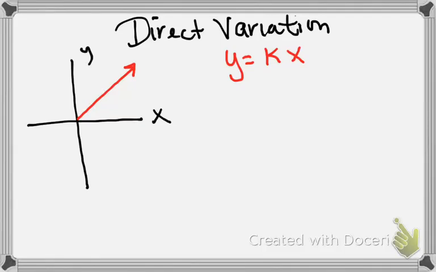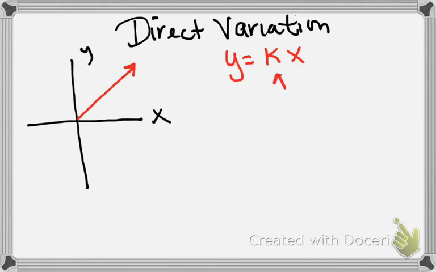Okay, going to talk about direct variation. All right, so what is a direct variation? It is when you have a constant proportionality. Direct variation is a proportionality. All right, and so look, here's the equation. I got y equals kx.